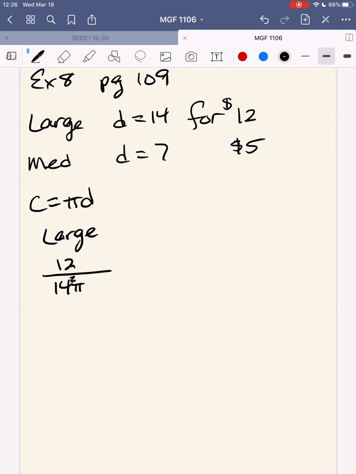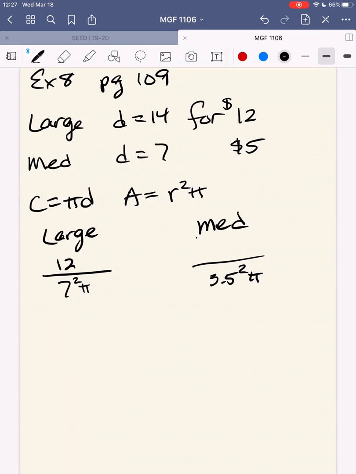And then I want to look at the area, not the circumference. I want to look at the area, which means it should be radius squared. Okay. So I need the area, I need radius squared. So I need pi r squared. So this should be 7. Okay, so 7 squared pi. Okay, for the medium, I need the radius of that. That is going to be 3.5. And it's $5.